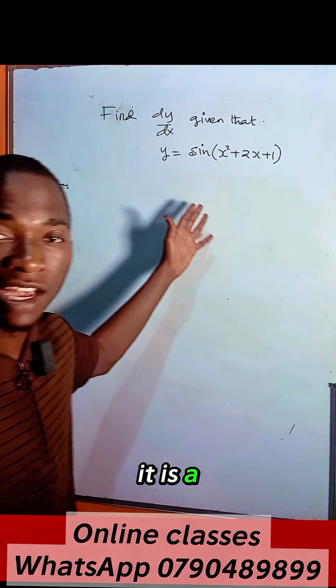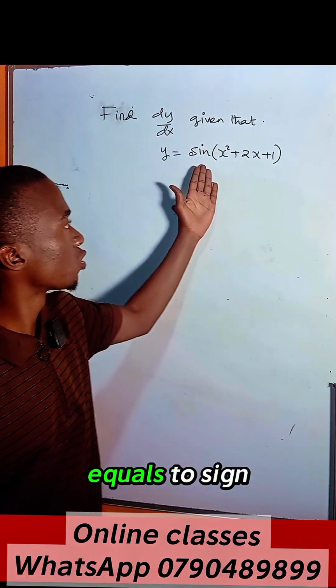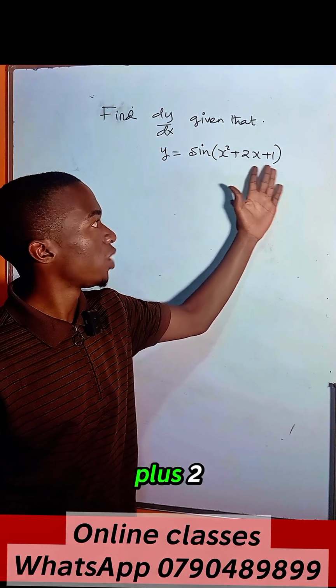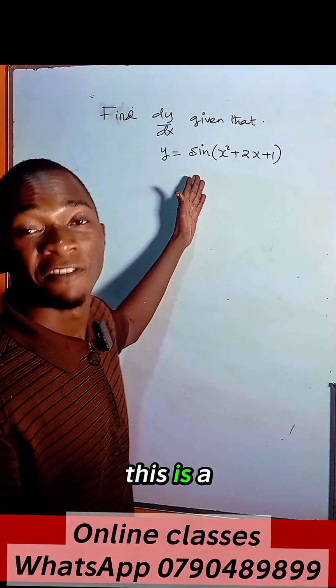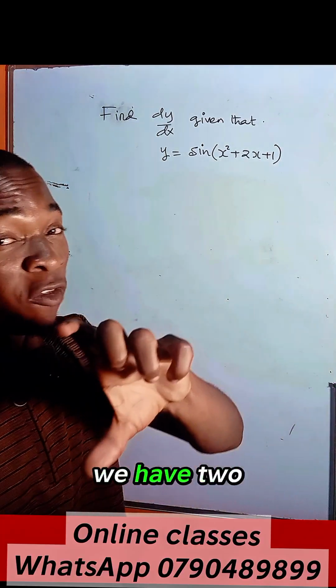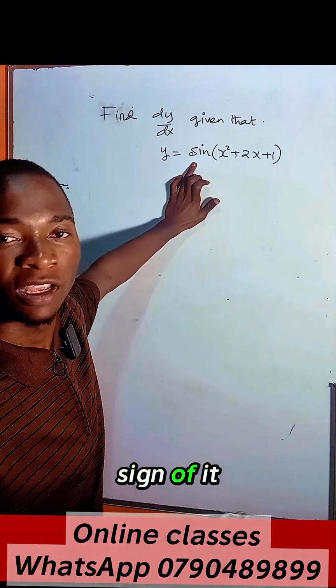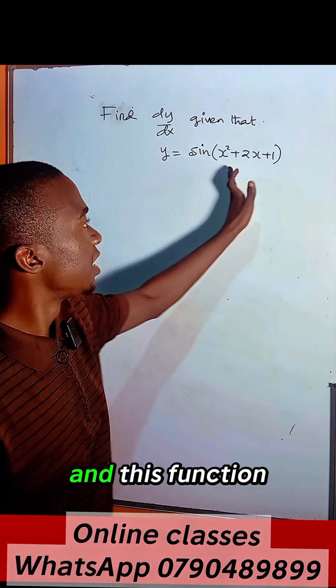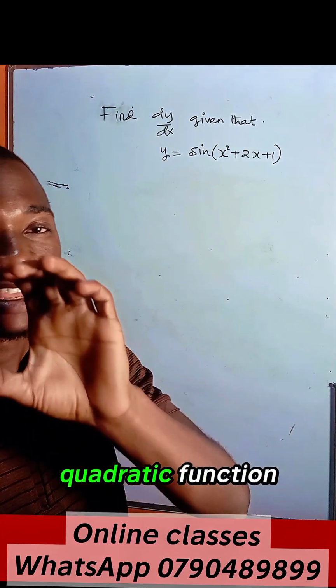On the board, it is a derivative problem. We are trying to find dy/dx given that y equals sine of x squared plus 2x plus 1. If you observe carefully, this is a function of another function. We have two functions here. We have a trigonometric function, this outside function, sine of, and this function within, this contained function, is a quadratic function.